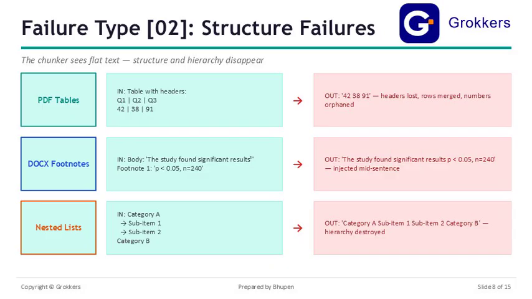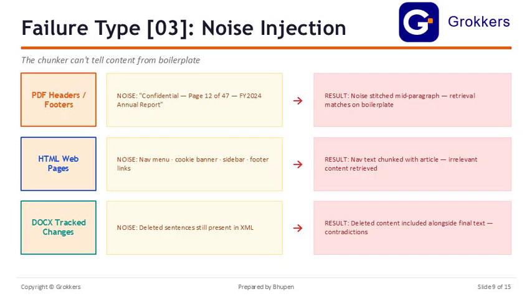Footnotes in docx files cause a different but equally damaging failure. A footnote reference in the body text, the small superscript number, gets stripped, but the footnote content itself gets injected inline, sometimes mid-sentence. Statistical qualifications, source attributions, and legal caveats all end up embedded in the main text in the wrong location. Nested lists are flattened to a single sequence, destroying the parent-child relationships that indicated which sub-items belonged to which category. The practical implication is that for any document containing tables, footnotes, or hierarchical structure, standard chunking strategies are insufficient on their own.